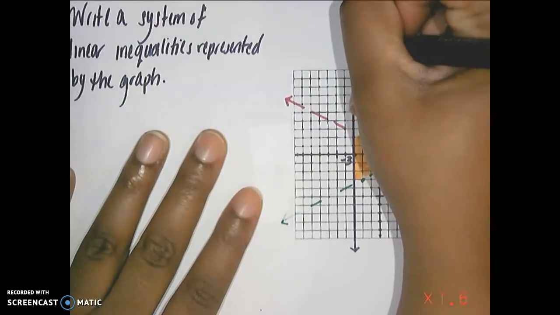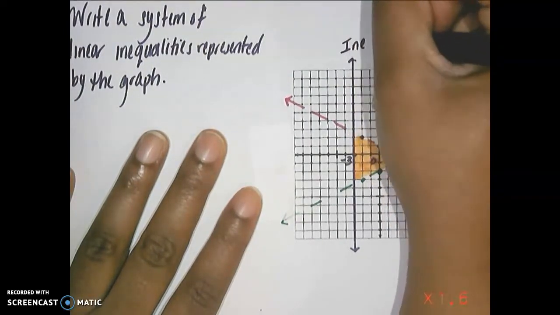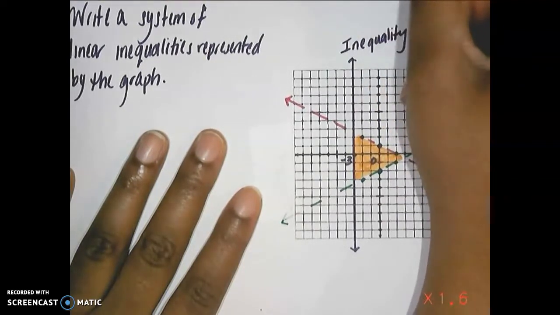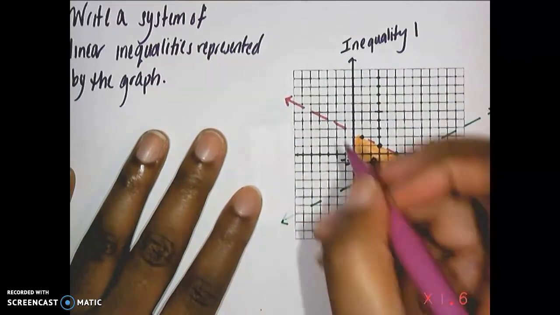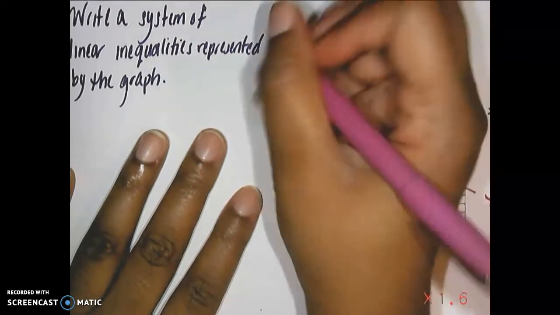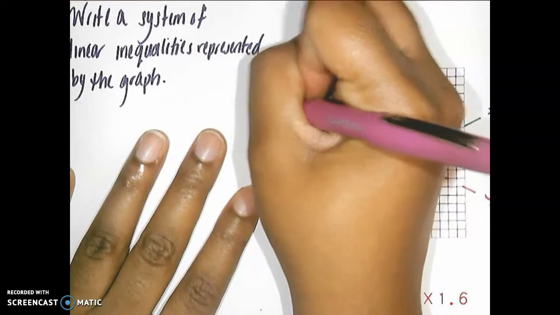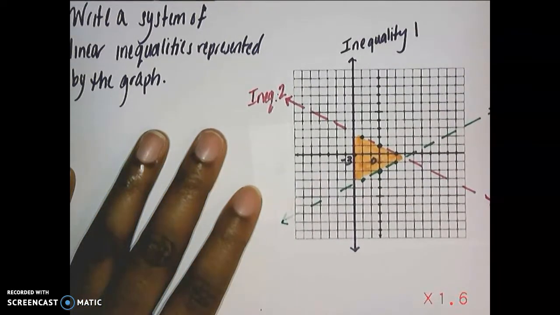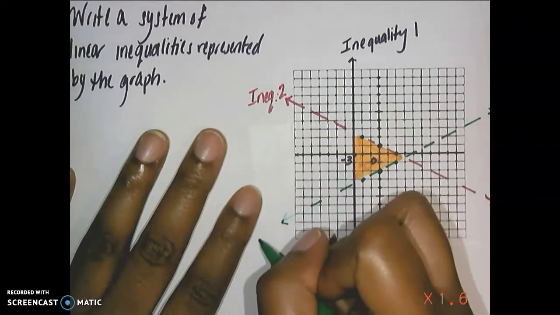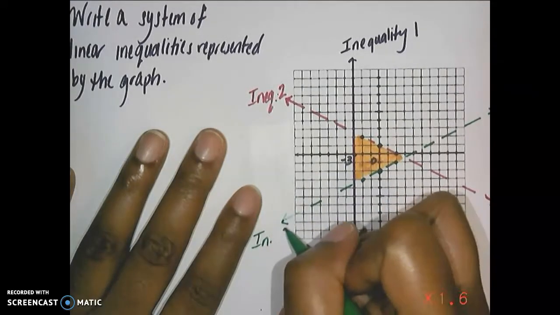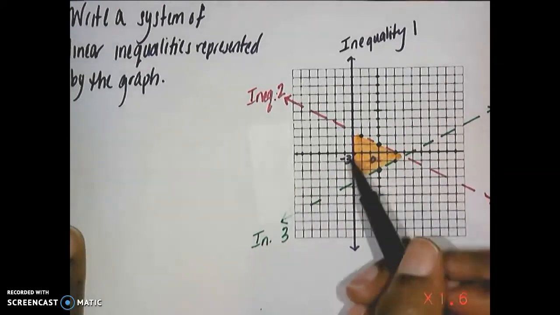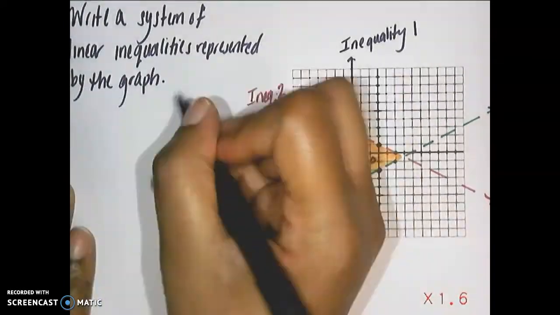So I'm going to label this first vertical line as inequality 1. I'm going to let this diagonal line with the negative slope be inequality 2. I'm just going to put it abbreviated. And then the green line here with the positive slope is going to be inequality 3. All right. So what we need to do first is figure out inequality number 1.